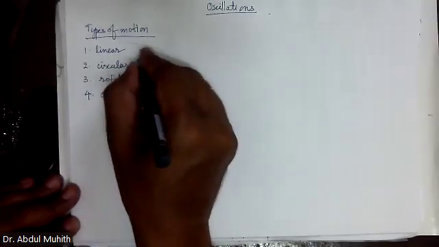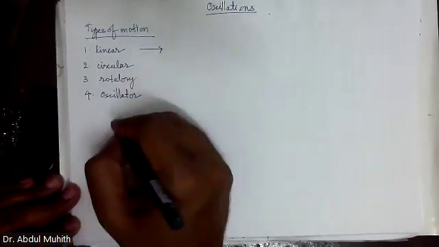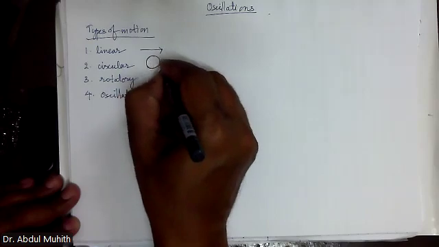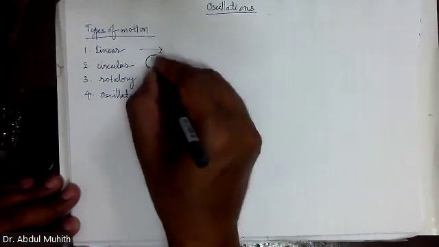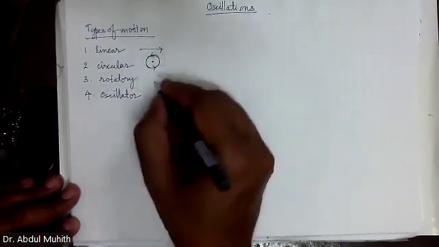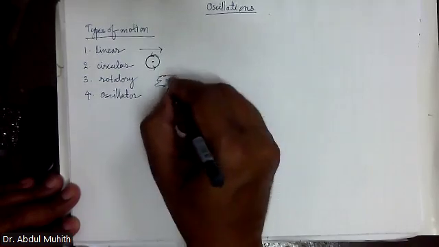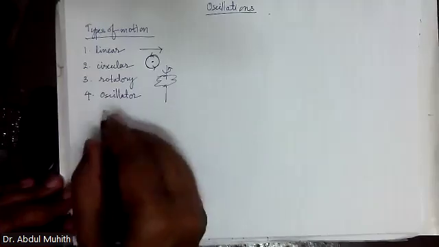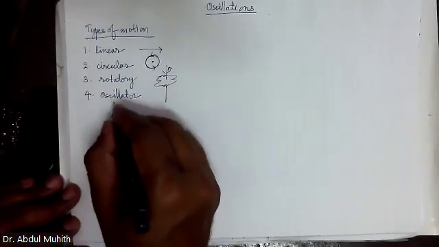Linear motion means when a body is moving in a straight line. Circular motion means if a body is moving about a fixed point, then that is said to be circular motion. Rotatory motion means motion about a fixed axis. And this is what? This is to and fro motion.